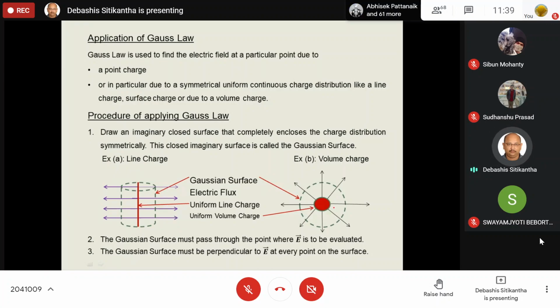Similarly, for a volume charge, over here I have taken a sphere. For this sphere, again, your Gaussian surface is going to be a sphere which is going to have the source at the center, because it is going to enclose the charge distribution symmetrically. So for symmetry, we have to keep the source of the charge at the center for this volume charge. Similarly, for this line charge, it must pass through the central axis of the cylinder. Next, the Gaussian surface must pass through the point where the E vector is to be evaluated.